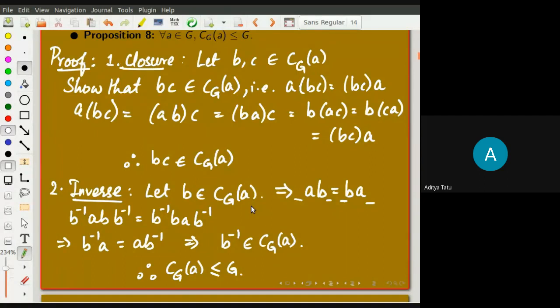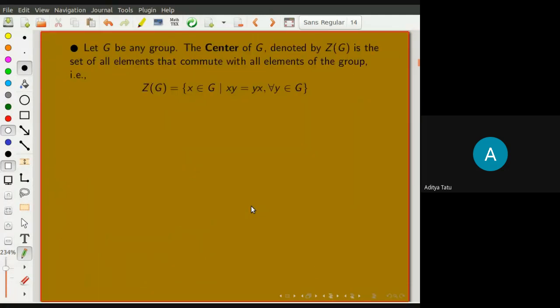So centralizer of one element is a subgroup, right? Let's sort of stretch it a little more. Stretch it in the sense we are going to now look at the concept of the center of a group. Okay, so let's first look at the definition. Let G be any group. The center of that group is denoted by Z of G. It's nothing but the set of all elements that commute with all elements of the group.